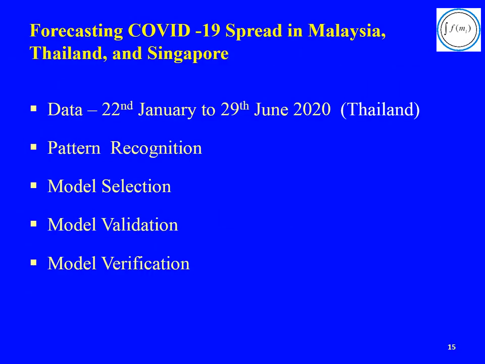This is one example I highlighted. I picked one research paper, forecasting COVID-19 spread in Malaysia, Thailand and Singapore. In this paper I pick only one country, Thailand, as an example. The data for daily infected cases during the period was obtained from WHO. This part consists of pattern recognition, model selection, validation and verification. My requirement is to explain the model-based analysis to you in a simple manner.